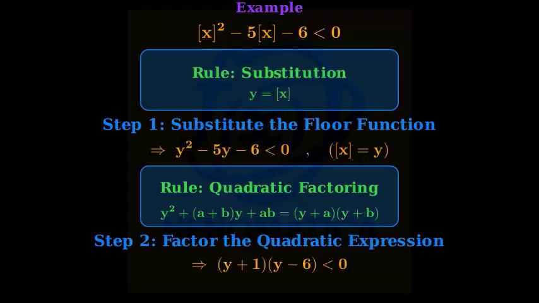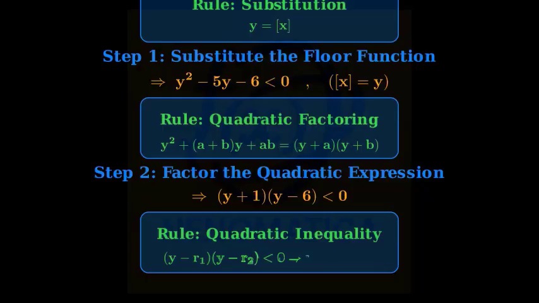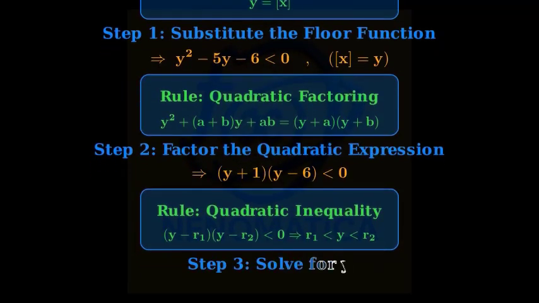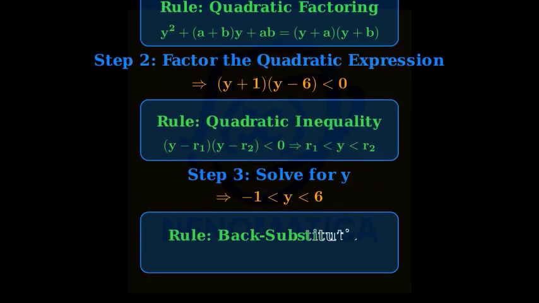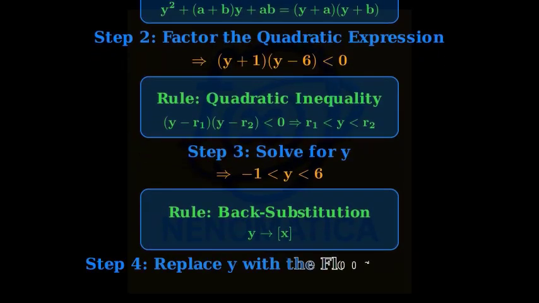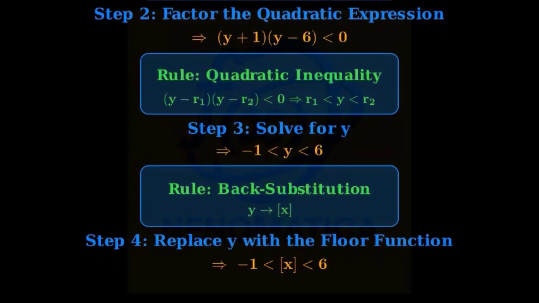Step 3. Solve for y. For a factored quadratic less than 0, y must lie strictly between the roots. The roots here are negative 1 and 6. Therefore, negative 1 is less than y, and y is less than 6. Step 4. Back substitution. Replace y with the floor of x. We get negative 1 less than floor of x, less than 6.